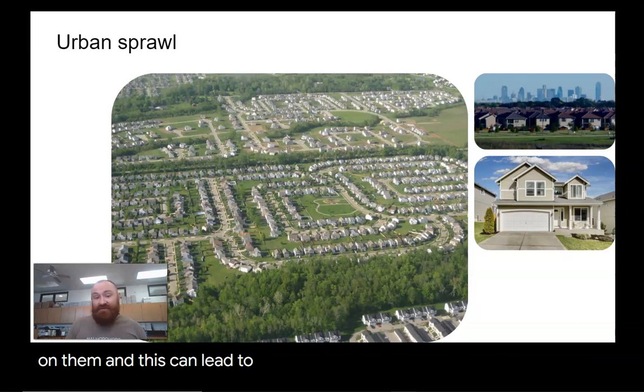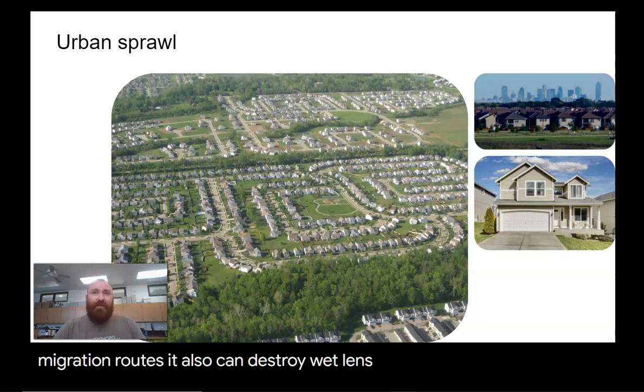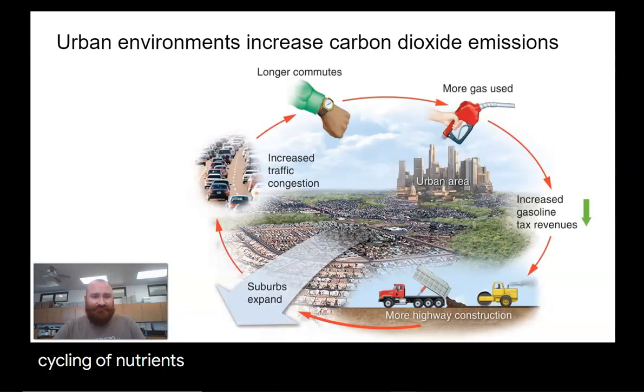And this can lead to all sorts of environmental problems that destroy habitats, destroy migration routes. It also can destroy wetlands that are important for the cycling of nutrients. It can also increase carbon dioxide emissions.